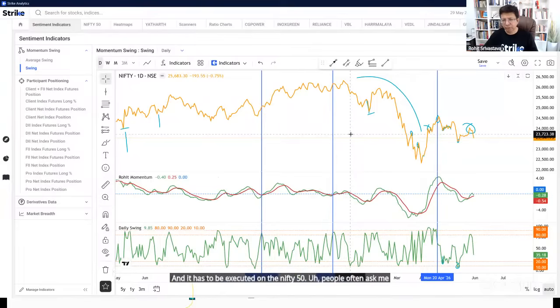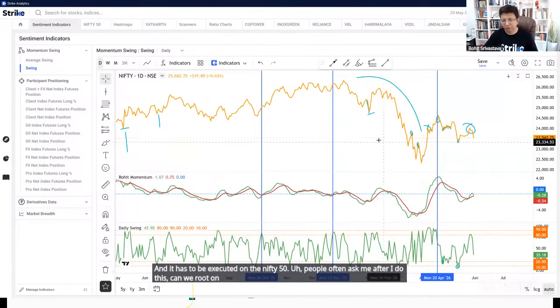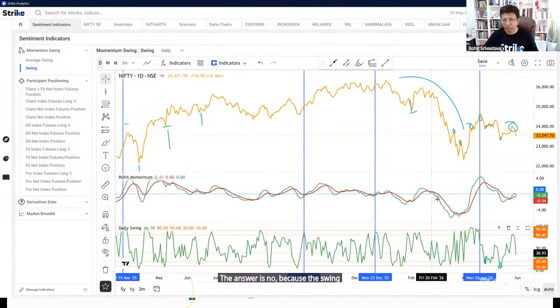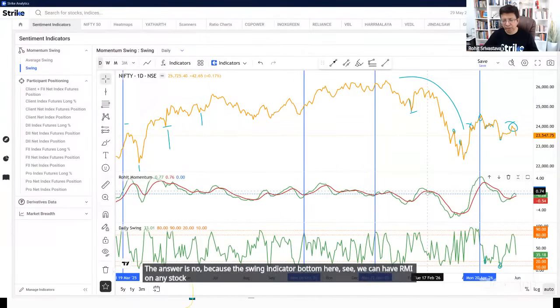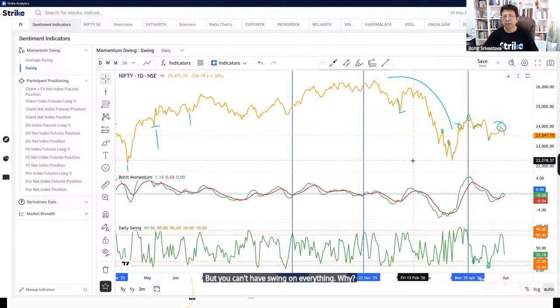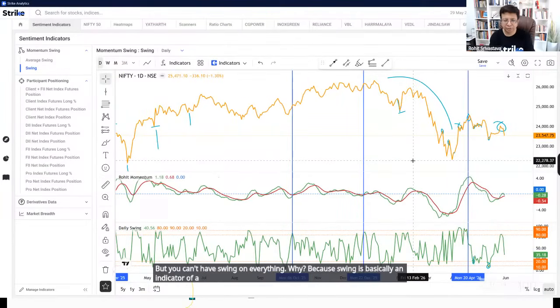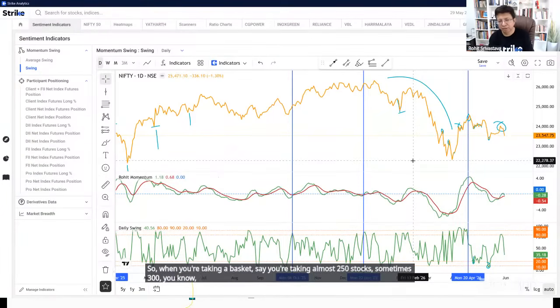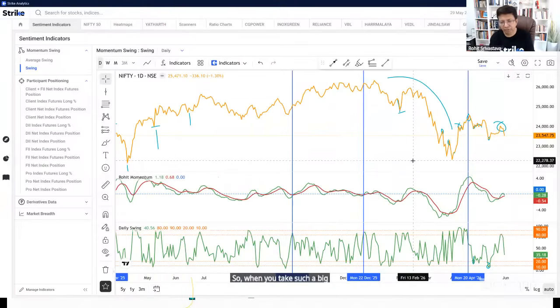People often ask me after I do this, can we do it on Bank Nifty? Can we do it on stocks? The answer is no, because of the swing indicator at the bottom here. We can have RMI on any stock or any security, but you can't have swing on everything. Why? Because swing is basically an indicator of a basket of stocks. So when you're taking a basket of almost 250 stocks, sometimes 300, plus or minus, we're trying to find out what the overall market is doing, what the breadth of the market is doing.